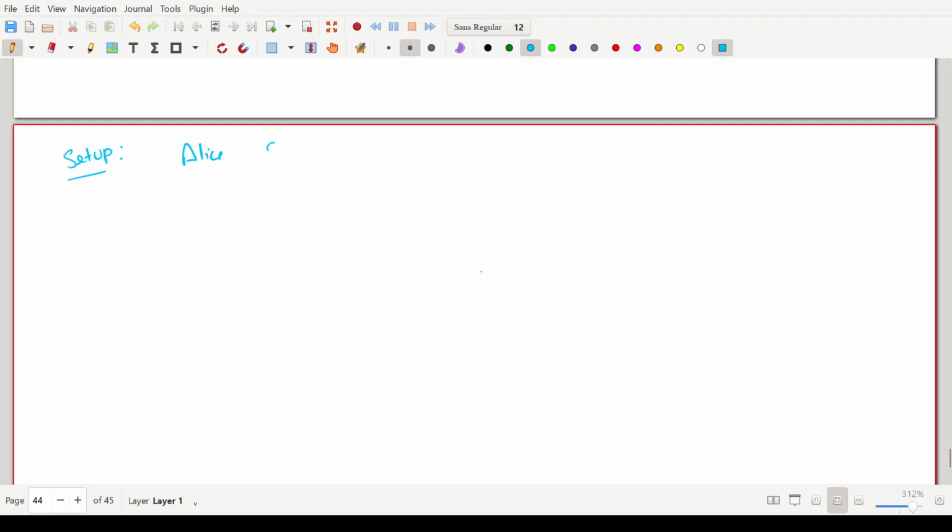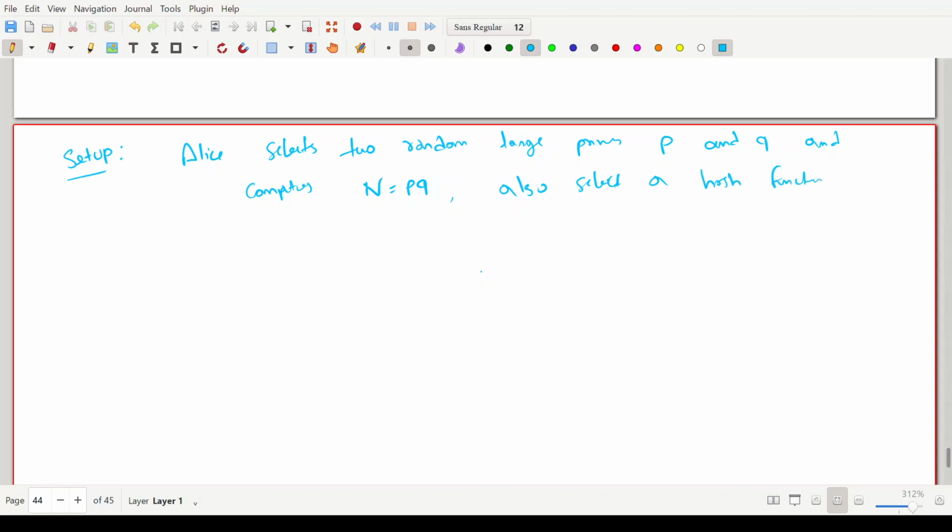Say Alice selects two random large primes P and Q and computes n, which is P times Q. And Alice also selects a hash function, say h, whose input is from {0,1}*, that is arbitrary length, to a fixed length output in Zn*. So this is the setup.